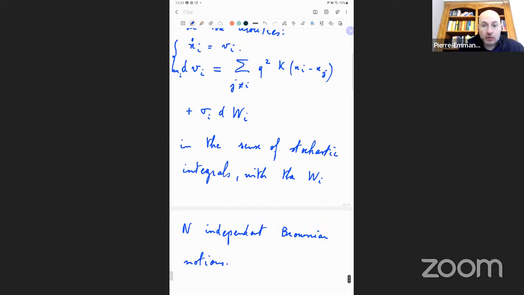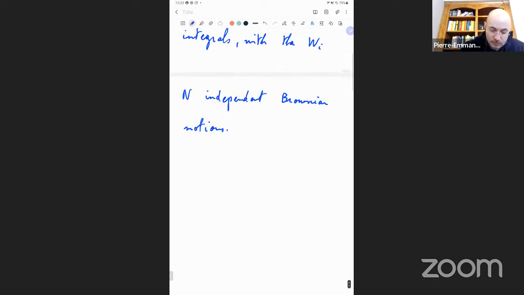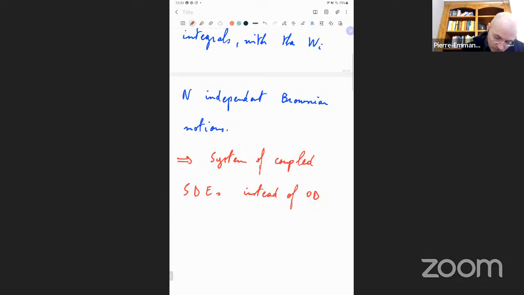So what we get here as a first variant is our first stochastic system. This is a system of coupled SDEs, stochastic differential equations, instead of ODEs. And even though we started with a deterministic system, in a lot of models we don't really know what's going on. And so adding noise, adding stochasticity like that is extremely common. And actually, I should say, for this reason, stochastic systems are probably even more widely used than deterministic systems.